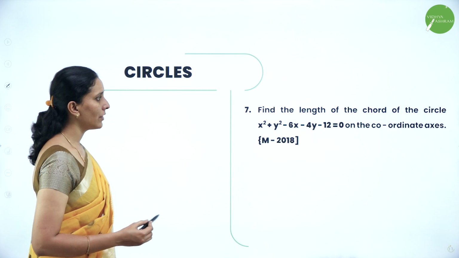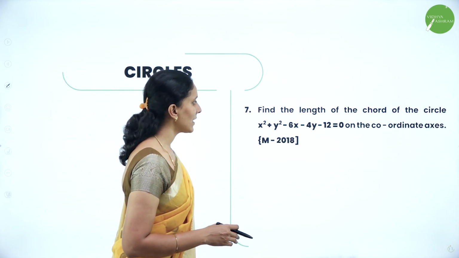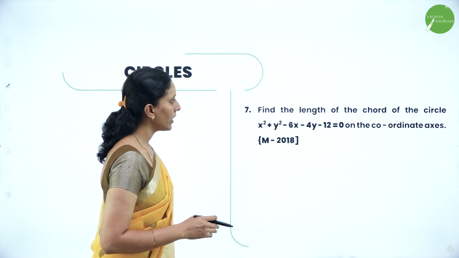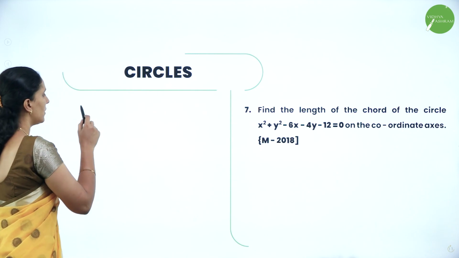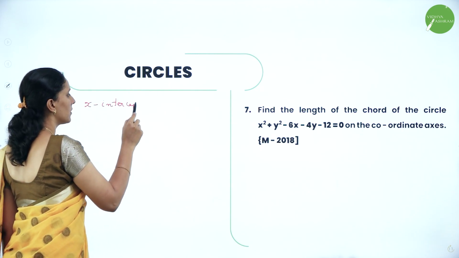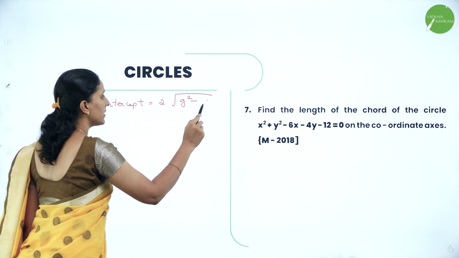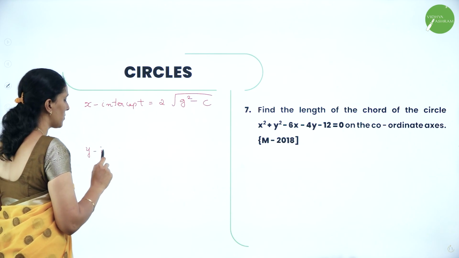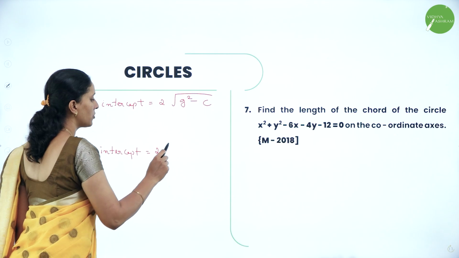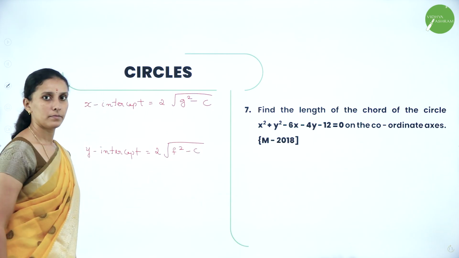Next, find the length of the chord of the circle x square plus y square minus 6x minus 2y minus 12 is equal to 0 cut off by the coordinate axes. So the x-intercept is given by 2 square root of (g square minus c) and the y-intercept is given by 2 square root of (f square minus c).